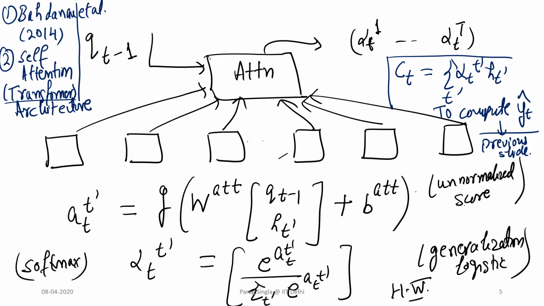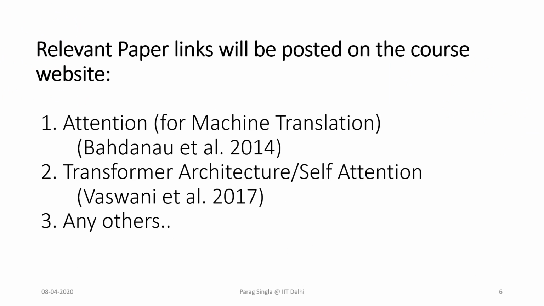Now let me move forward to the next subtopic, which is about generative adversarial networks. I also want to mention before we go to GANs that I'll be posting relevant paper links on the course website. These include the original attention paper, proposed in the context of machine translation by Bahdanau et al. in 2014, and the transformer architecture, which also proposes the idea of self-attention, by Vaswani et al., 2017 from Google, and any other relevant papers.